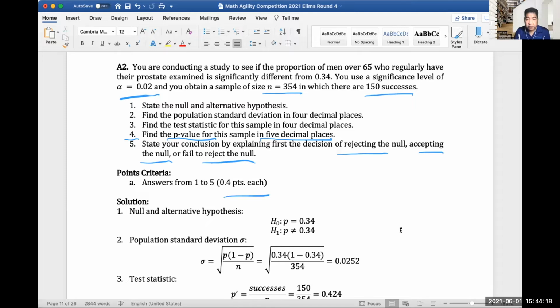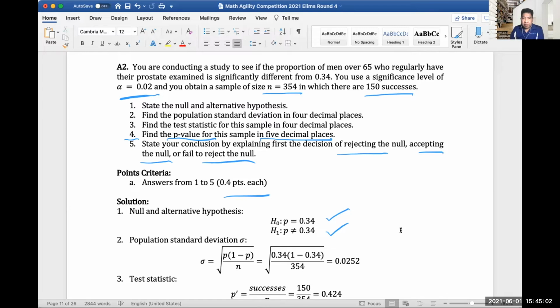So let's go to the number 1 requirement, the null and alternative hypothesis. Given the historical value for the prostate exam is 0.34, our null hypothesis H0 would be p equals 0.34. Remember, always use equal for the null hypothesis. And then H1 should be p not equal to 0.34, because that is the claim, and that's what we're trying to prove.